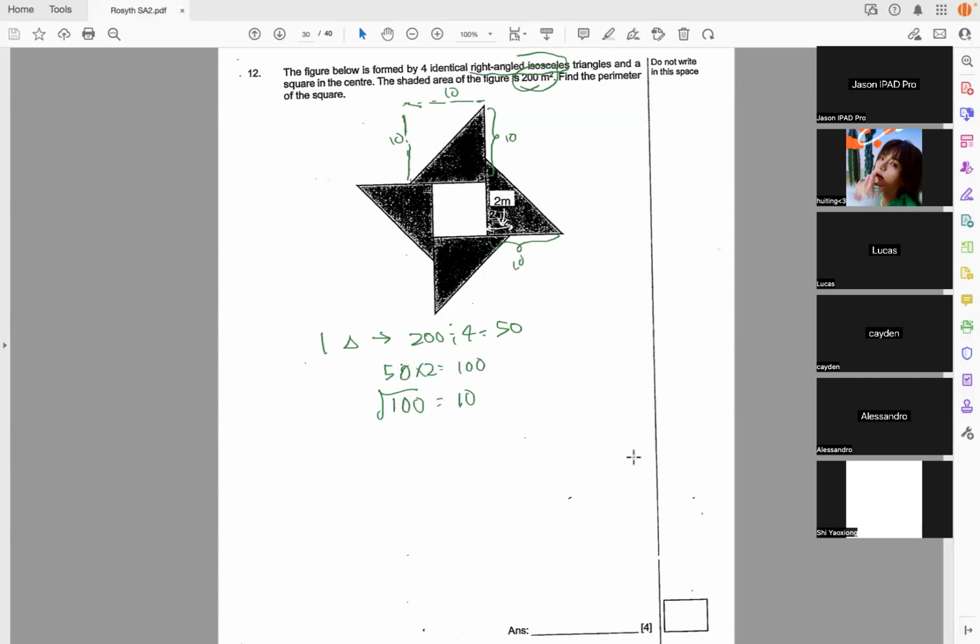Therefore, I can say that this must be 8. Okay, if this is 8, I can also say that this is 8. Let me see. This is 8. Why? Because, let me use another pen, because this is 10, right? And this is 2. So therefore, this has to be 8.